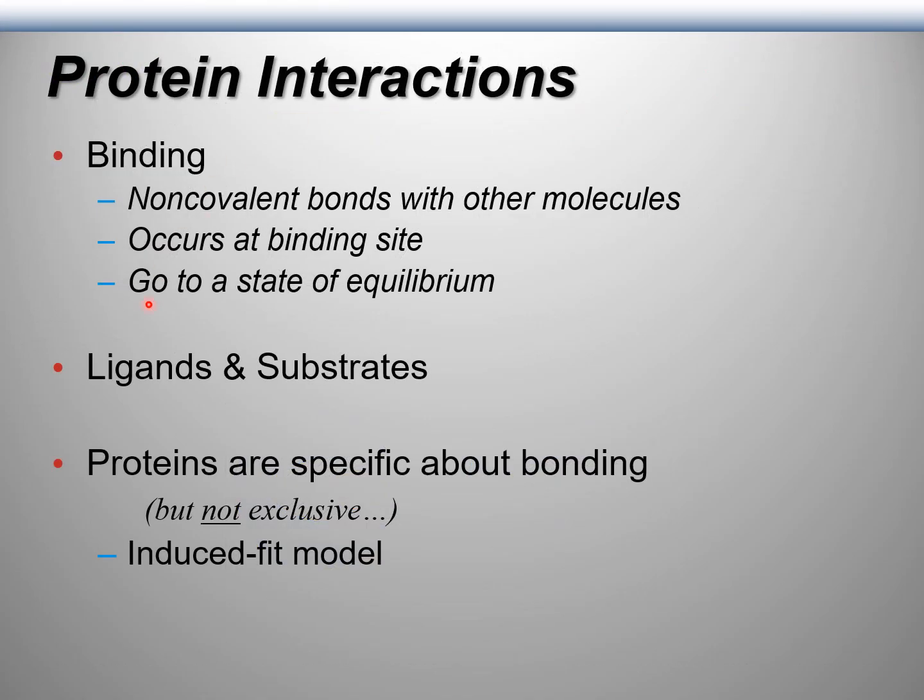This slide summarizes what we've just talked about in terms of binding versus ligands and substrates. Non-covalent interactions occur at a binding site. If it's a substrate, we call it an active site. It's going to attempt to go to a state of equilibrium. Whether it gets there or not is an open question. And again, it'll be situational, so we'll talk about that a little bit, especially in a chapter later on in this unit.